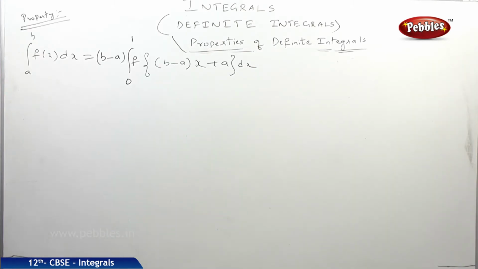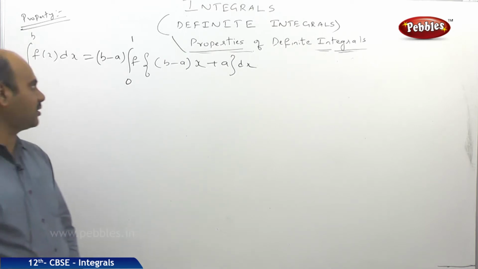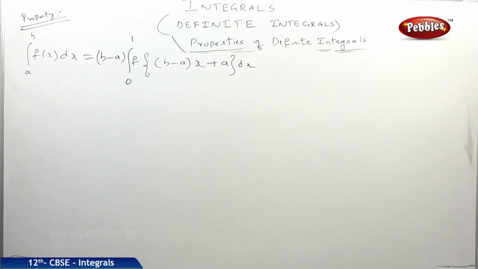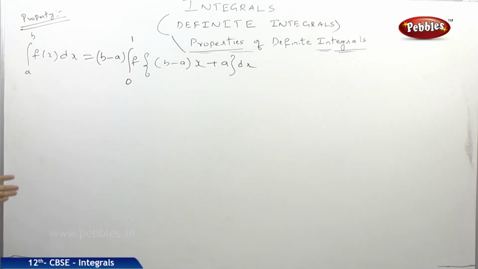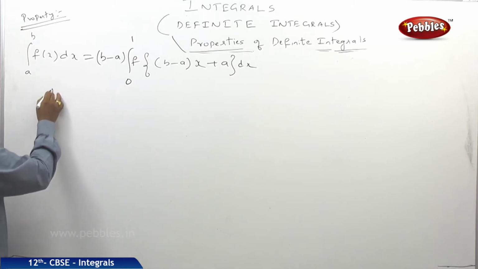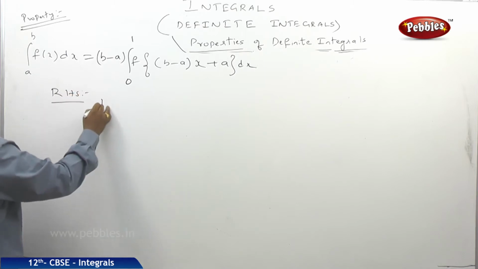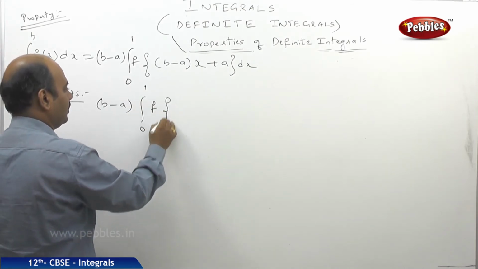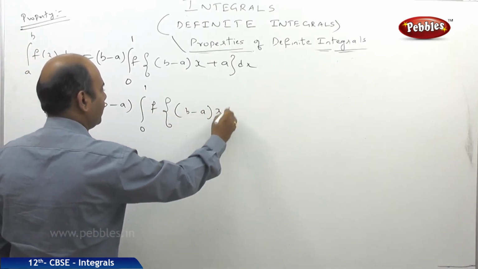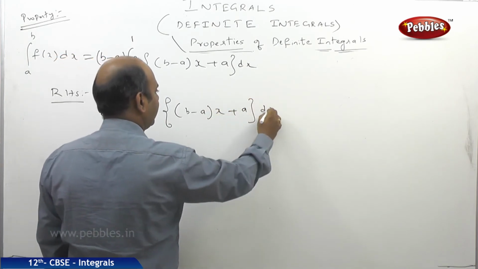So the last property in definite integrals: integral of a to b f of x dx is equal to b minus a integral 0 to 1 f of b minus a into x plus a dx. Right, I will be proving this property by taking the right hand side, and later I will be proving it as the left hand side. Both are one and the same. So how I will be doing it means, I will consider RHS at the beginning. What is RHS given to us? b minus a integral 0 to 1 f of b minus a into x plus a dx.